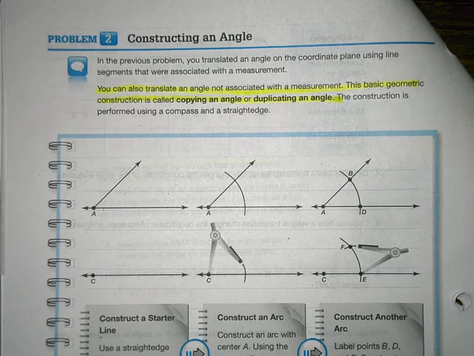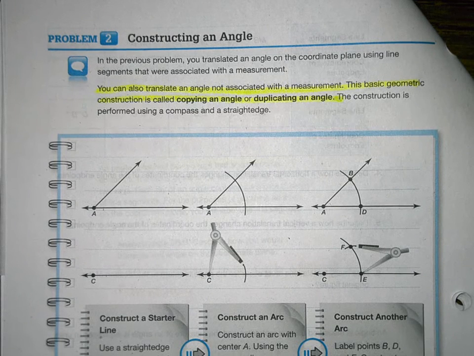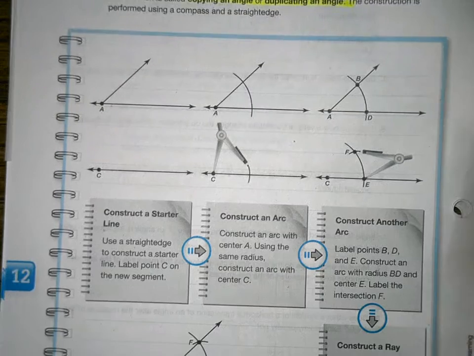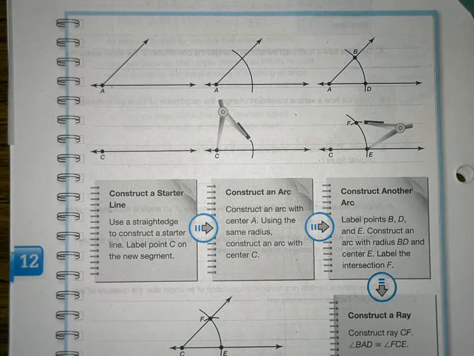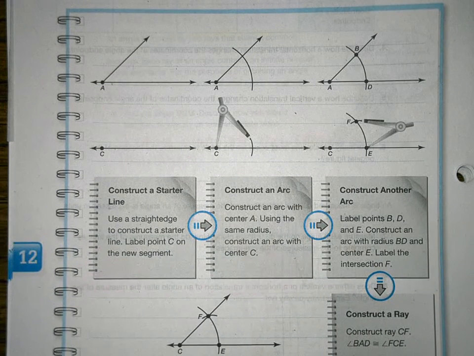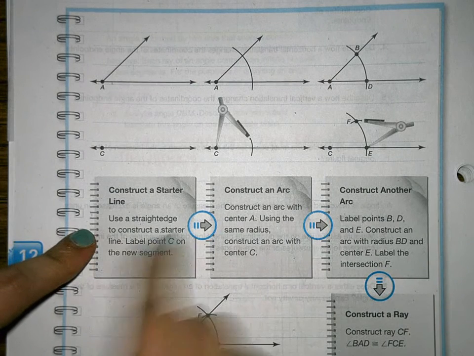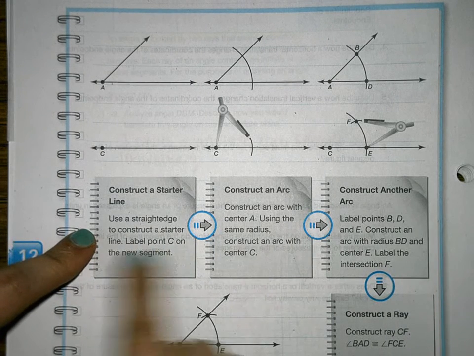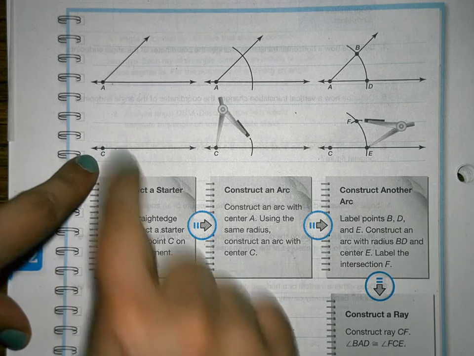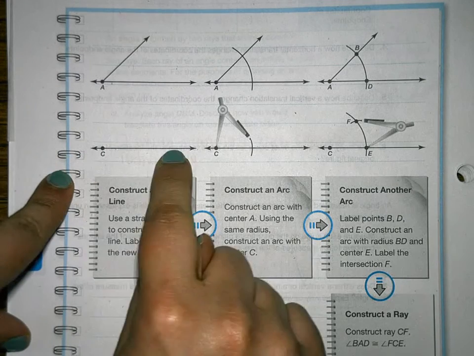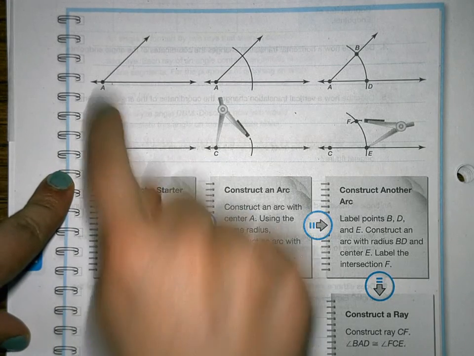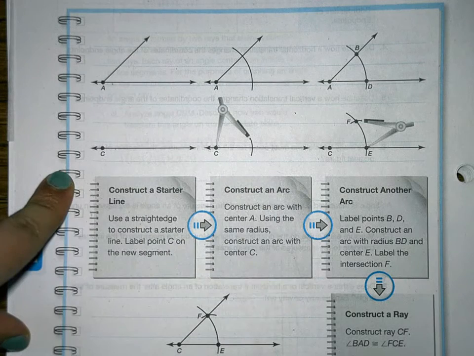So get out a straight edge. You can use one of the rulers in the back, or you can use the side of your binder, and then get out your compasses that you have been borrowing from me, and let's look at the steps. So the first step is to construct a starter line. So you're going to use your straight edge to construct a starter line right here. Let's label point C on the new segment. So that's what we did right here. We constructed a starter line and labeled it point C. And this is the angle that we want to copy.